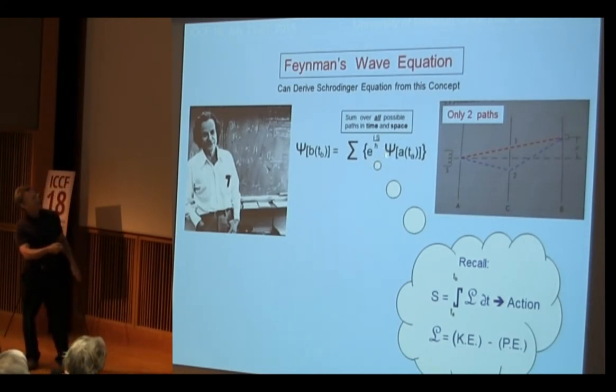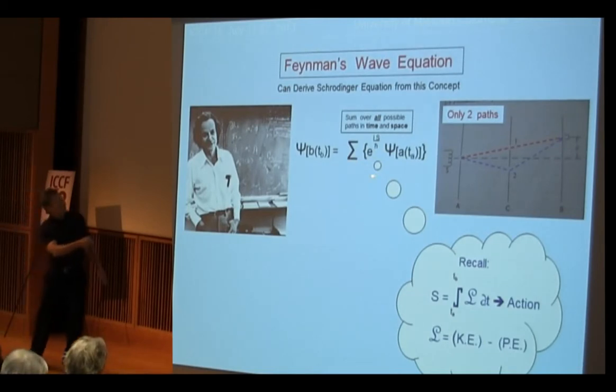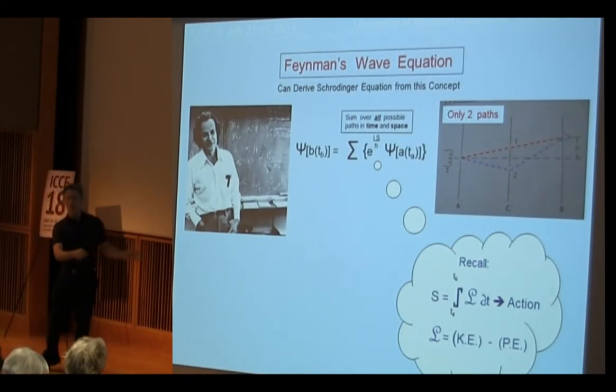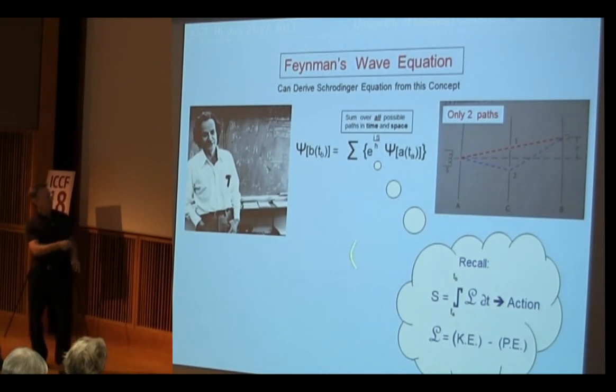Okay, so Feynman's wave equation basically takes that idea: you've got two paths, and you multiply by this contact transformation, as Dirac calls it, and you sum all the paths. In this case, there's only two. It's not too hard. We call that what the action is.